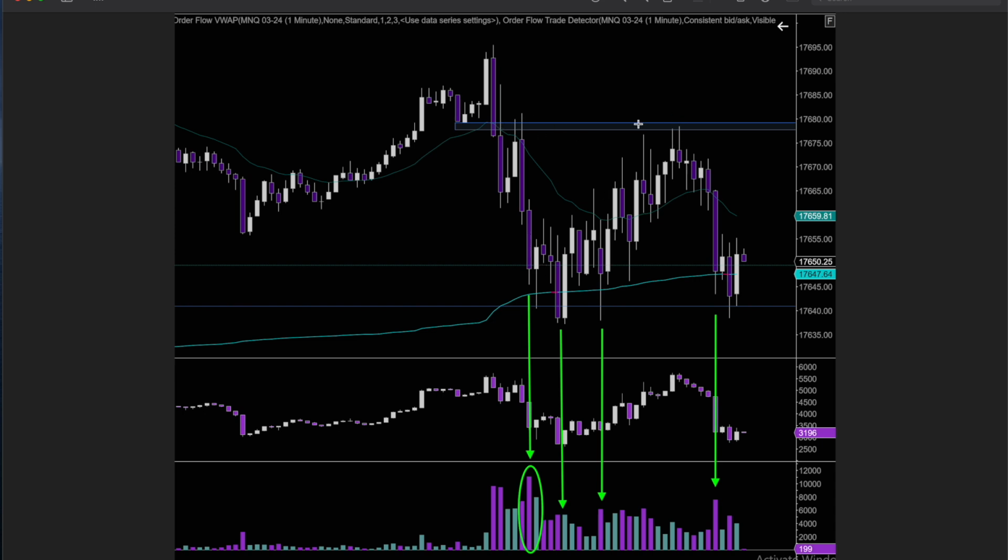So that becomes our reference point as far as upside targets go, just to at least close out part, if not all, of our positions. I was only trading one contract, so I closed out the whole thing.